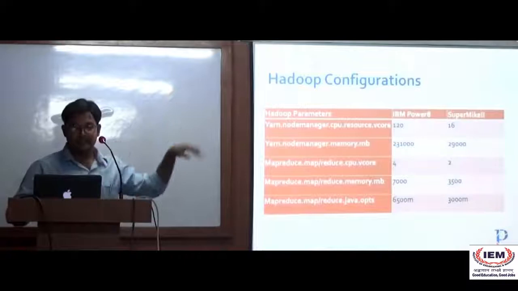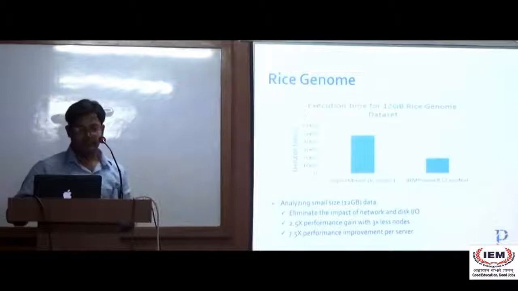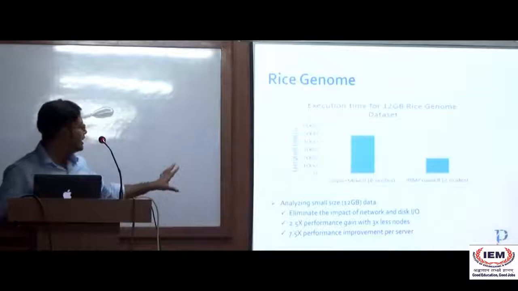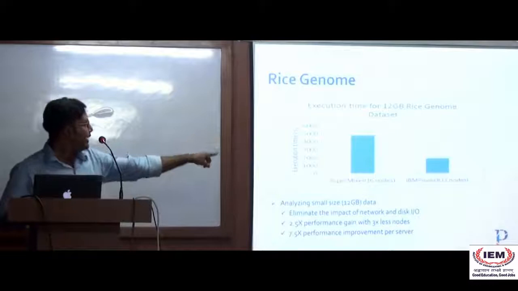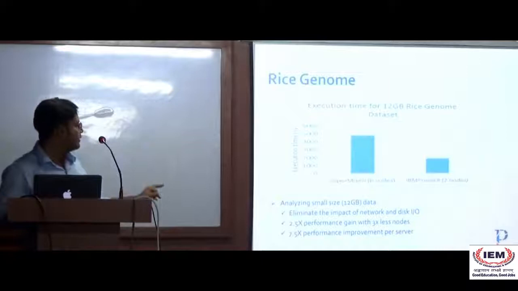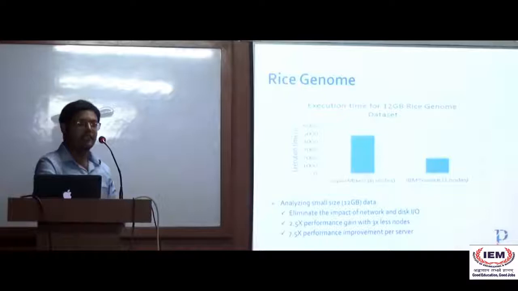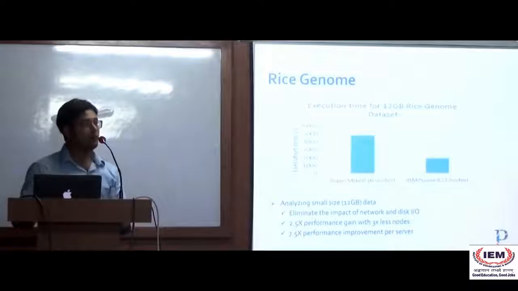I am not going into the details of that. If you are interested, you can let me know. And this is the Rice Genome performance. Here, if you see, we have used 6 nodes of the traditional supercomputer, that is LSU Supermicro 2, whereas I have used only 2 nodes of IBM Power H2. So we got 2.5x performance gain using 3x fewer nodes. So per server is almost 7.5x gain, and that is only for 12 gigabytes of data.